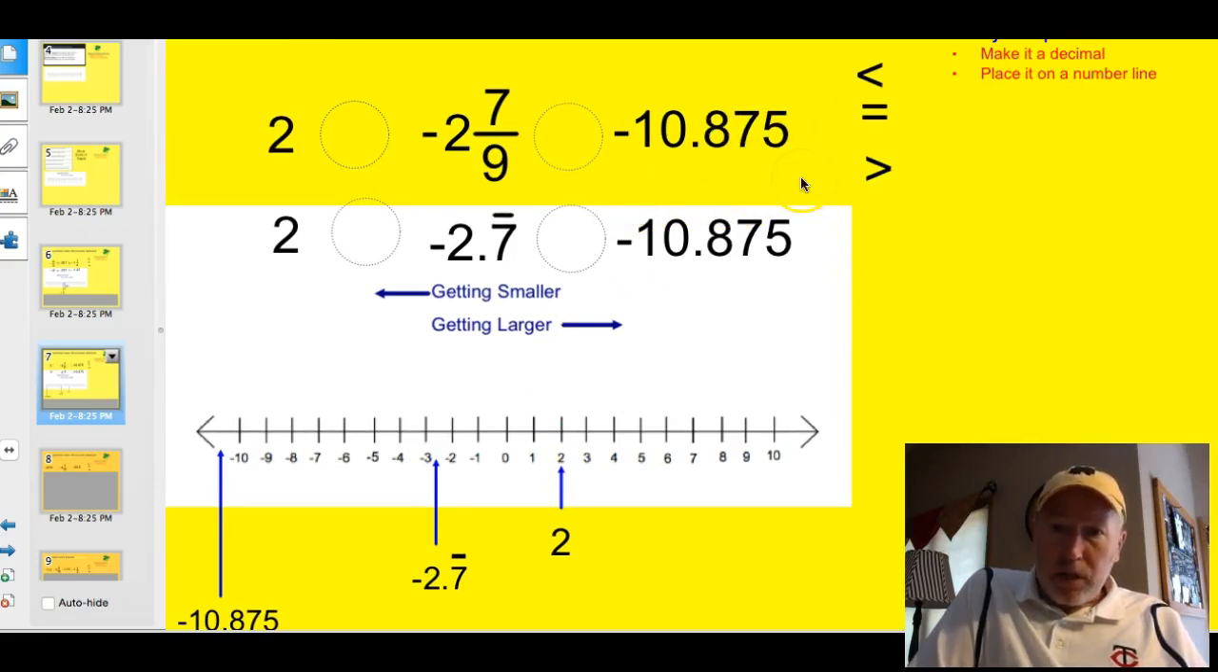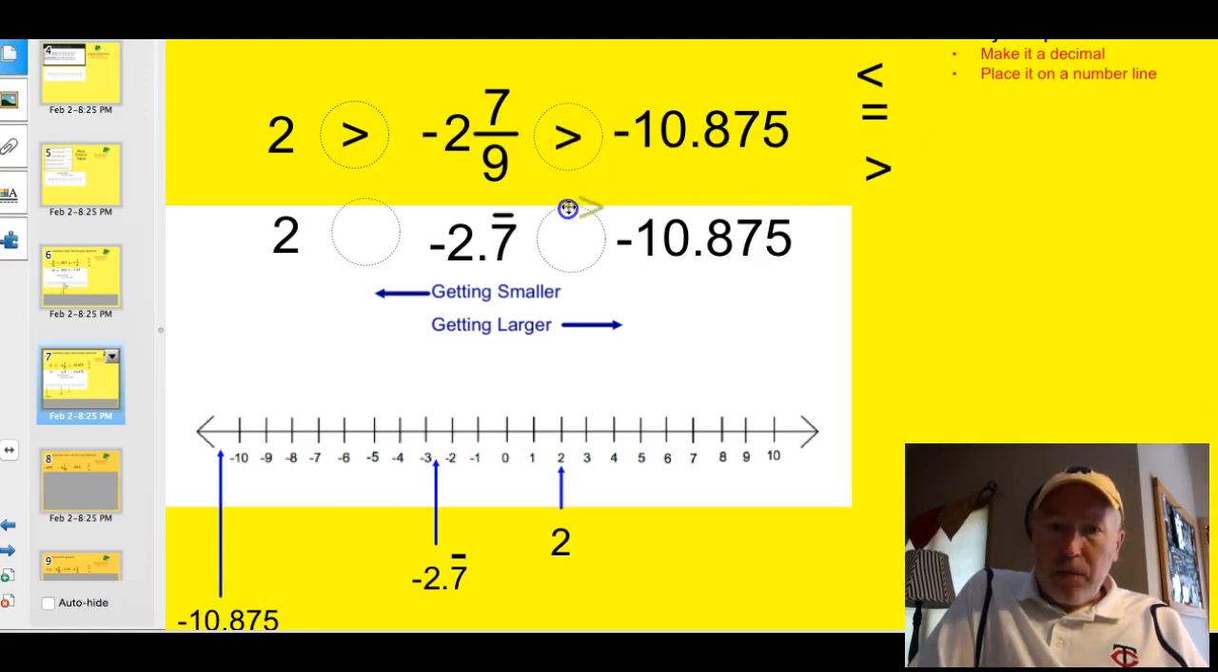This can be kind of tricky, but we know that this one is bigger because it's positive. So 2 is greater than negative 2 7/9. And negative 2 7/9, well, it's actually larger than this other negative number because it's less negative. So really, we only needed one inequality symbol to work for both of them there.